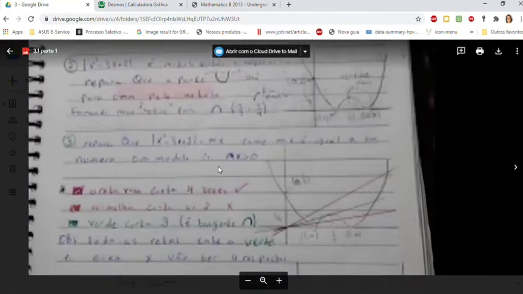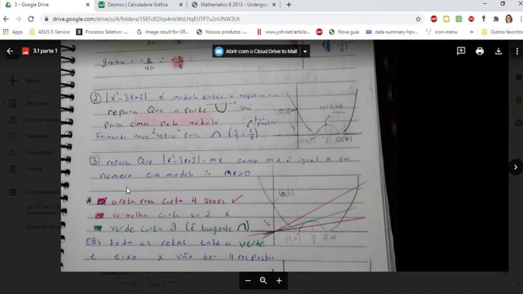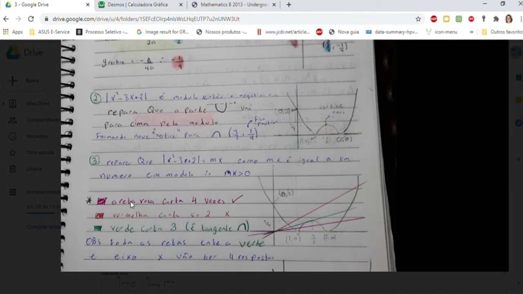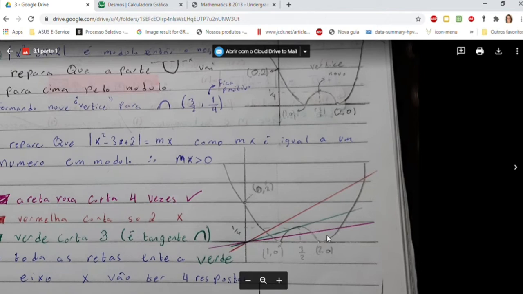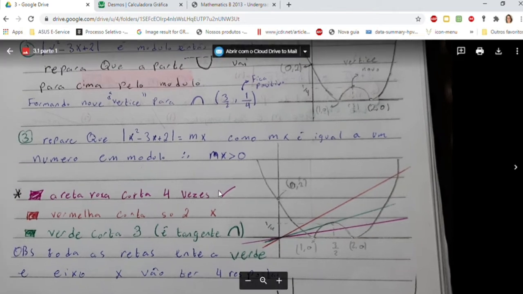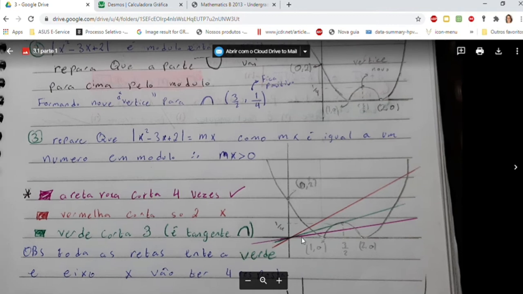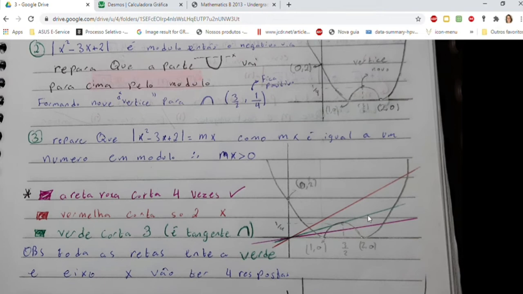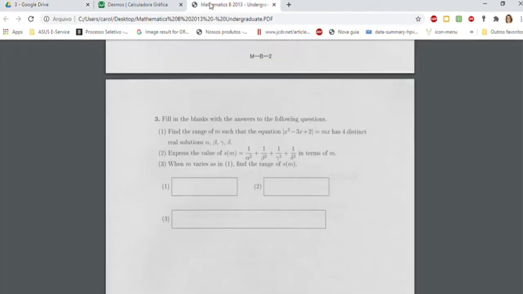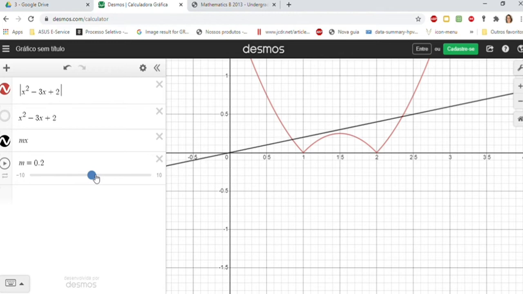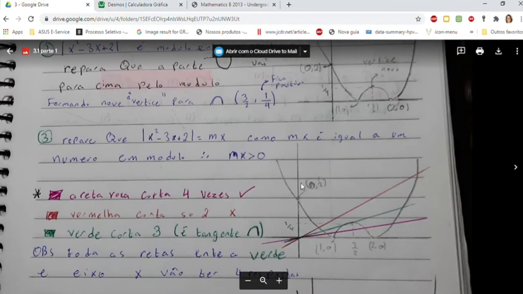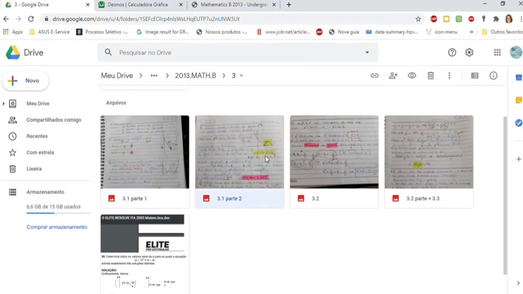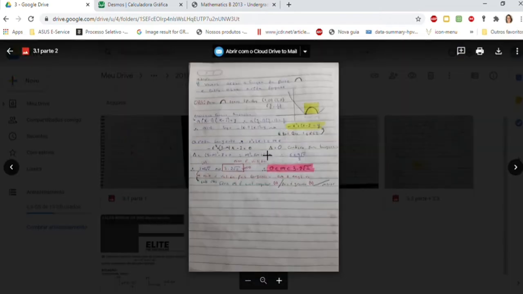So how do we go on finding this? Look, in the pictures, I say that this line over here, the purple one, it cuts 4 times, correct? The red one, it cuts only 2 times, and the green one is tangent, so it cuts only 3 times. And you need to notice that when it's tangent, it doesn't need to pass right through the vertex over here, okay? It can be over here. So the vertex has nothing to do with it. So let's go to part 2.